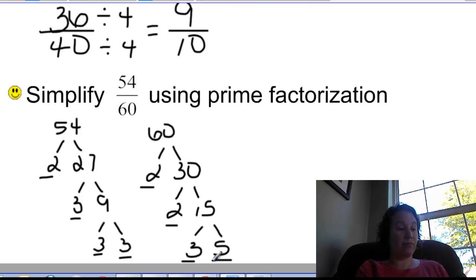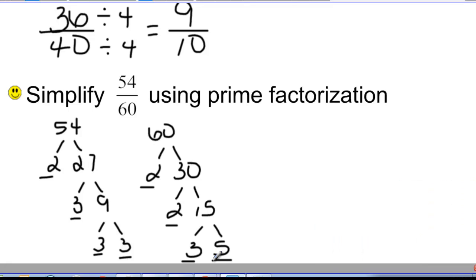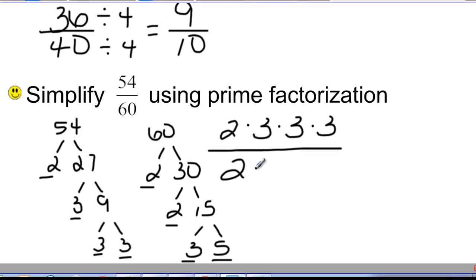I'm going to rewrite this fraction using the prime factorizations. I'm going to write this as 2 times 3 times 3 times 3 all over 2 times 2 times 3 times 5. Now I'm just going to cross off or cancel the factors that they have in common. I see there's a 2 on top and a 2 on the bottom, so I can get rid of that. There is also a 3 on top and a 3 on the bottom, so I can get rid of those. Now there are no other factors that are in both the numerator and the denominator.